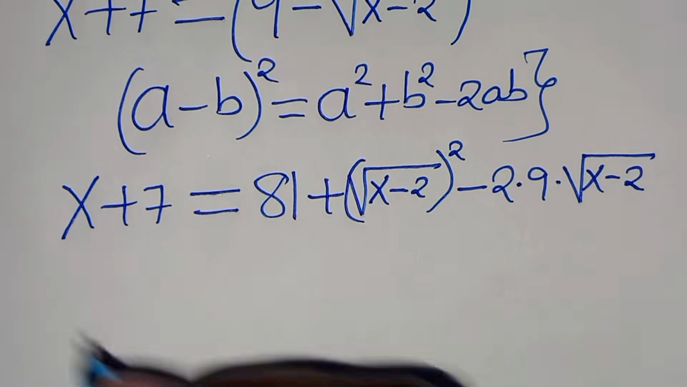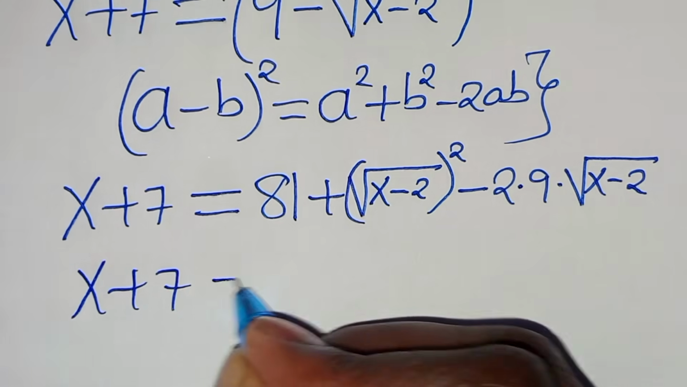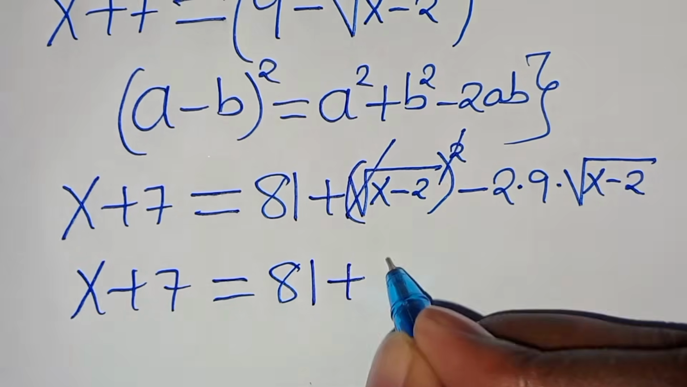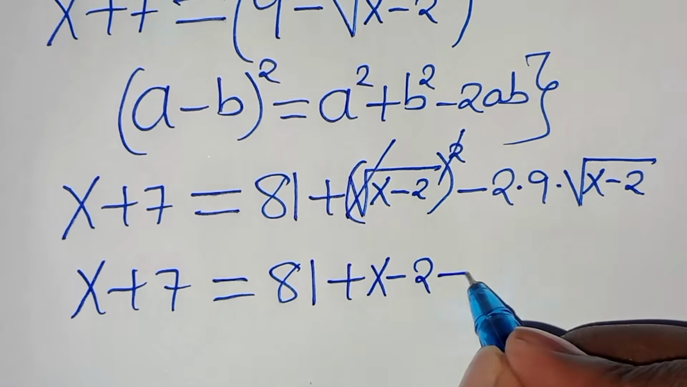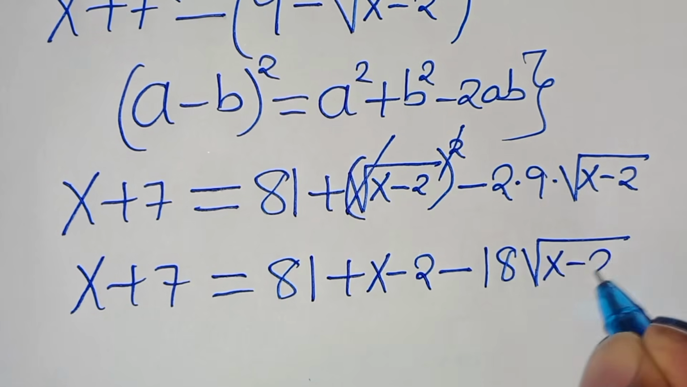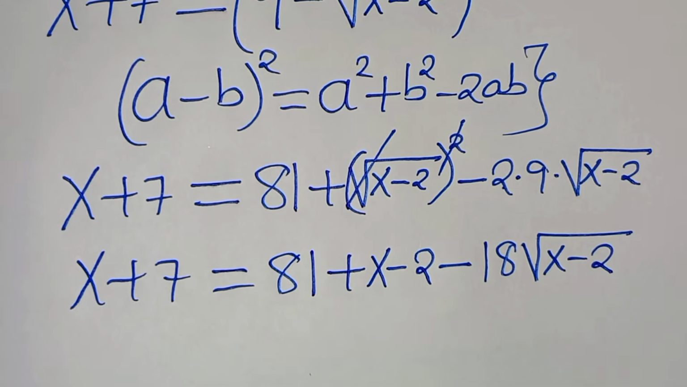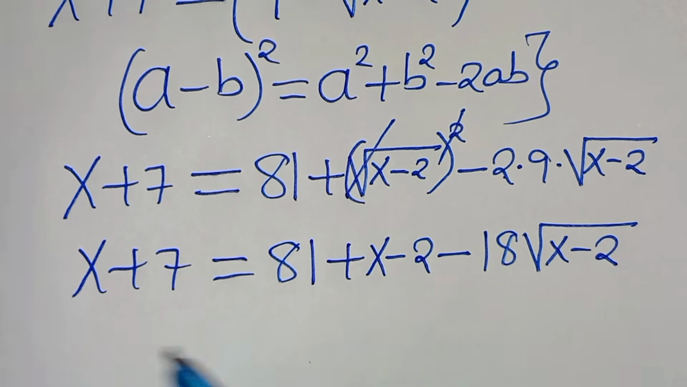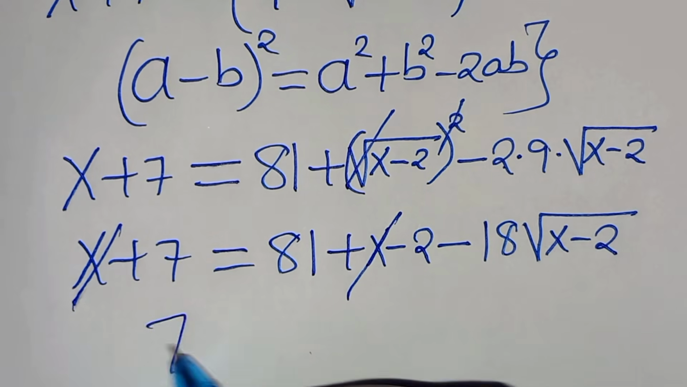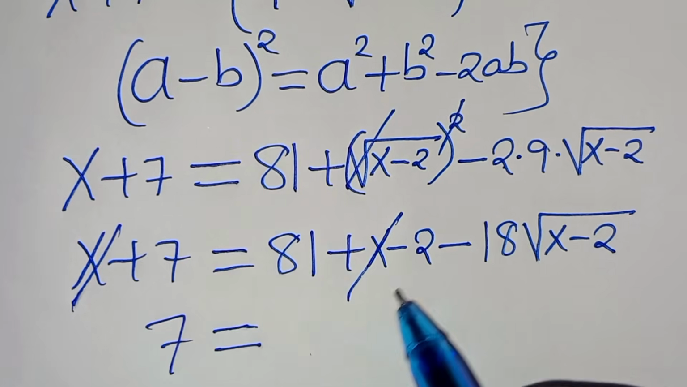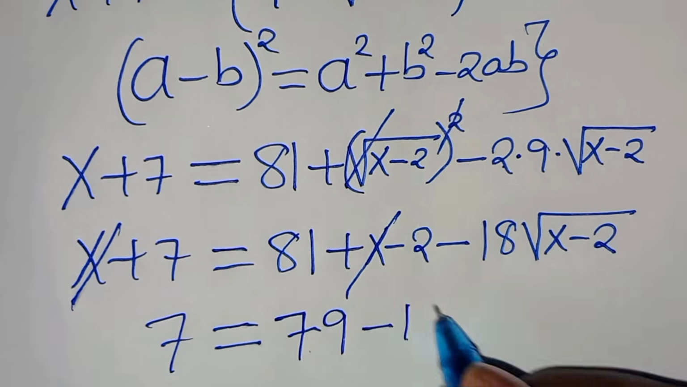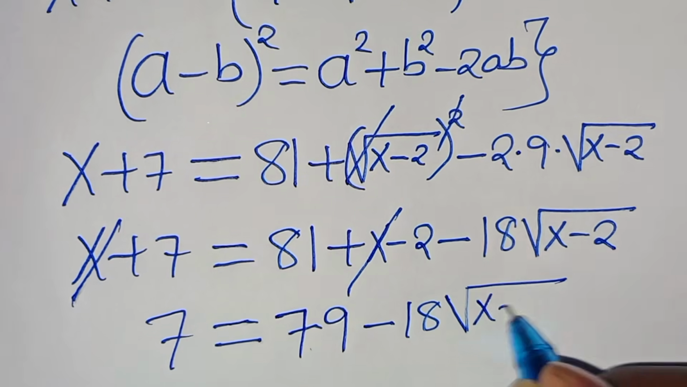Now, the next step from here, we have x plus 7 is equal to 81. Then let's eliminate the square root sign, so this is plus x subtract 2. Then this is minus 2 times 9, this is 18, square root of x subtract 2. Now, we can eliminate x, as x and x simplify, so that now this is 7 is equal to 81 minus 2, which is equal to 79 minus 18 square root of x subtract 2.